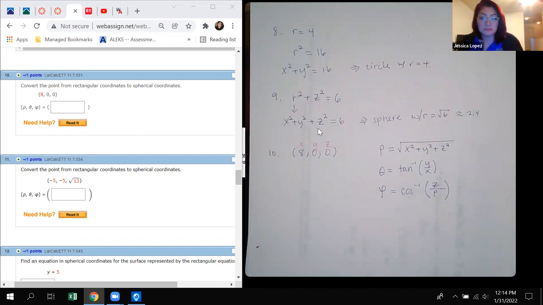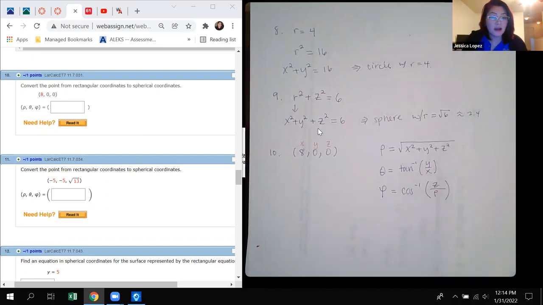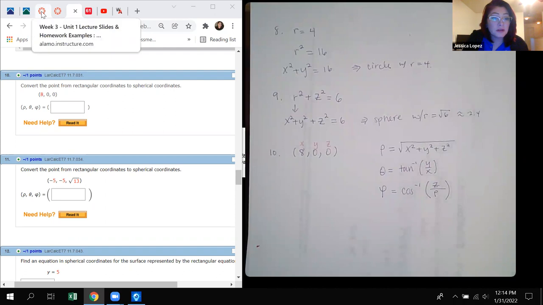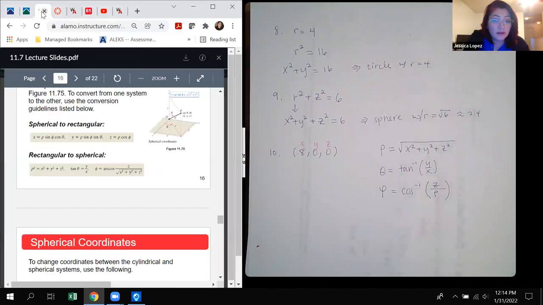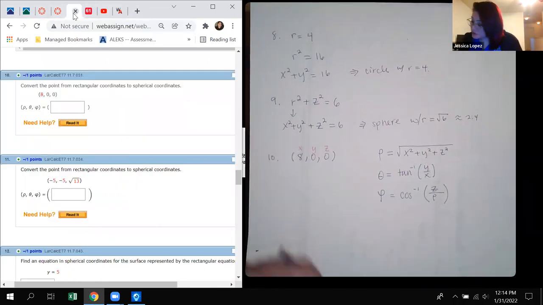Now, so there we go. We got it. I didn't want to write out this whole thing. It's just over phi, I believe. Let me go double check. I'm going to click on the lecture notes real quick. Yeah, it is phi because it's a square root and everything. I just wanted to make sure. Okay, so here we go.